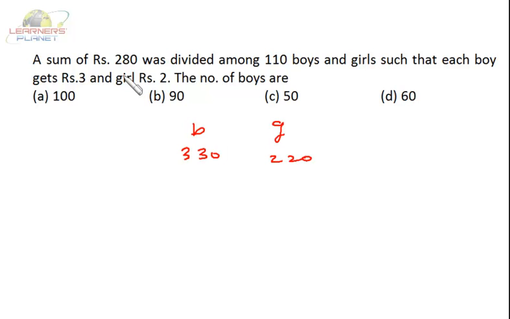But what is the actual amount to be distributed? It is 280. Okay, just get the ratio, as simple as that. It is 60 and it is 50. So the ratio is 6:5 of boys and girls, or we can say 60 boys and 50 girls. So we are asked the number of boys, it will be 60. A very simple problem which can be done in just 30 to 40 seconds. I hope you are getting my point.